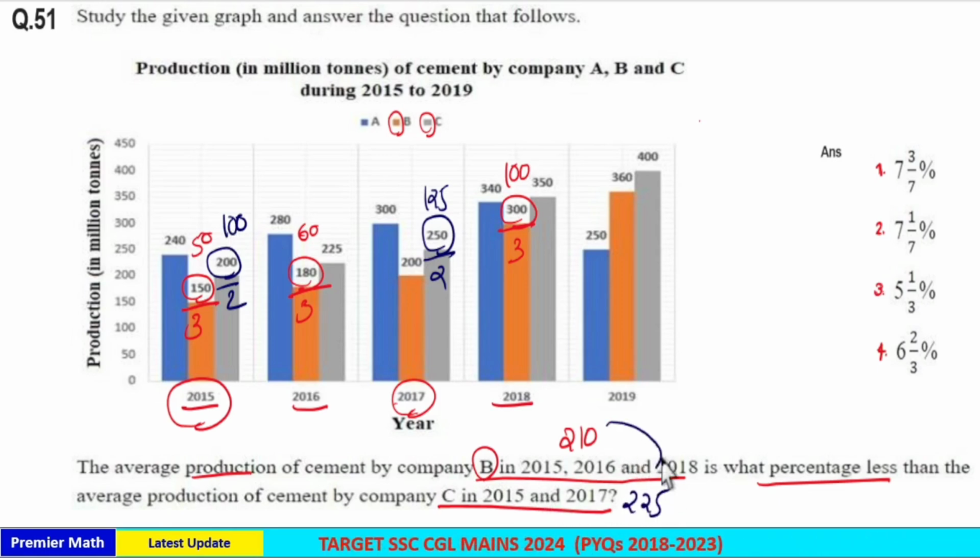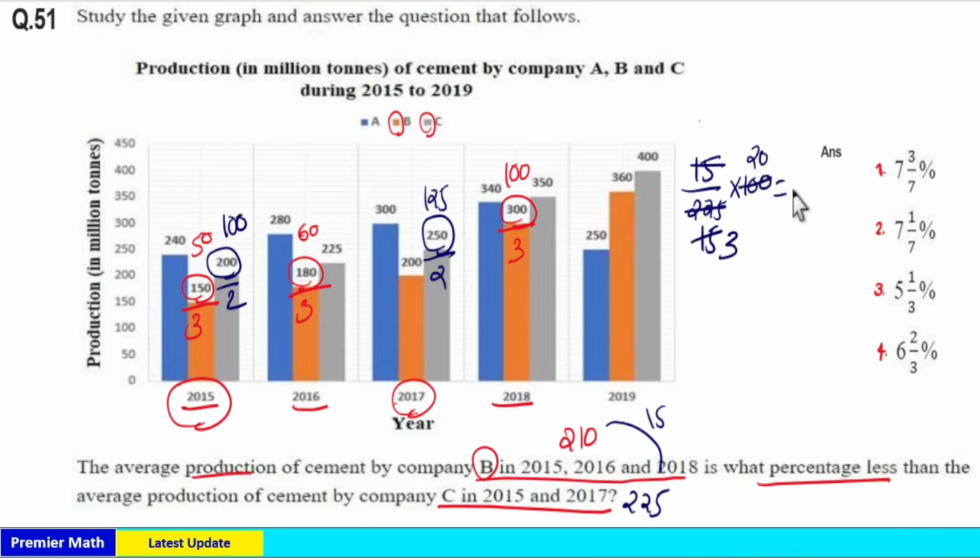Now difference between these is equal to 15. So 210 is what percentage less than 225? 210 is 15 less than 225. If you convert it into percentage, this is equal to 15 goes 15 times in 225, 5 goes 3 times in 15, 20 times in 100. 20 by 3 means 3 goes 6 times in 18, remaining 2 by 3. So 6 and 2 by 3 percentage. Option 4 is your answer.